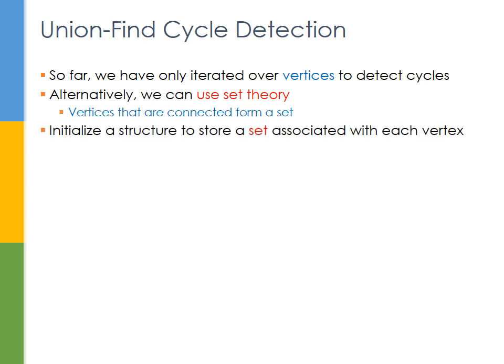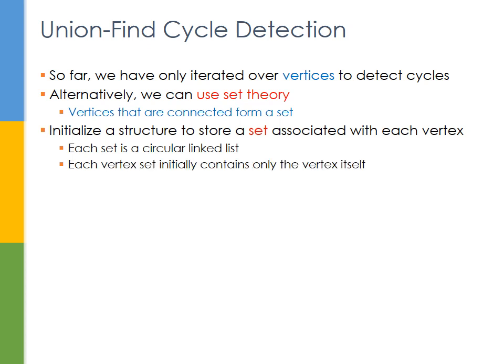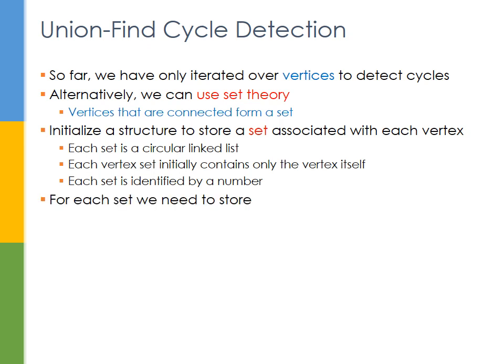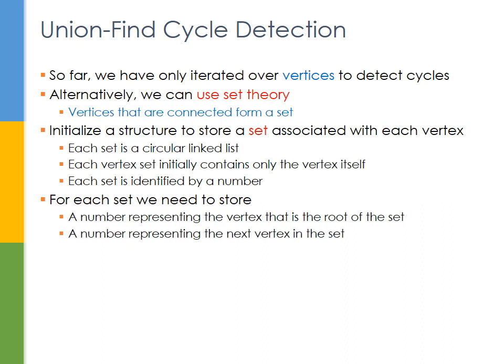So we need a structure that stores a set associated with each vertex. And each set is a circular linked list, and each vertex set initially contains then only the vertex itself. And each set is identified by means of a number. So for each set, we need to store two values. First of all, a number representing the vertex that is the root of the set, and secondly, a number that represents the next vertex within the set.